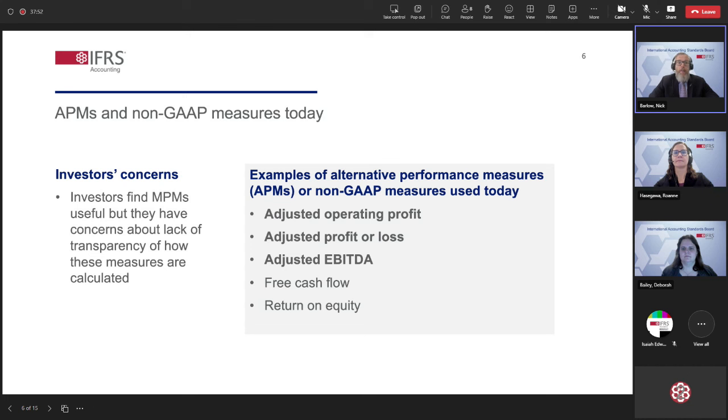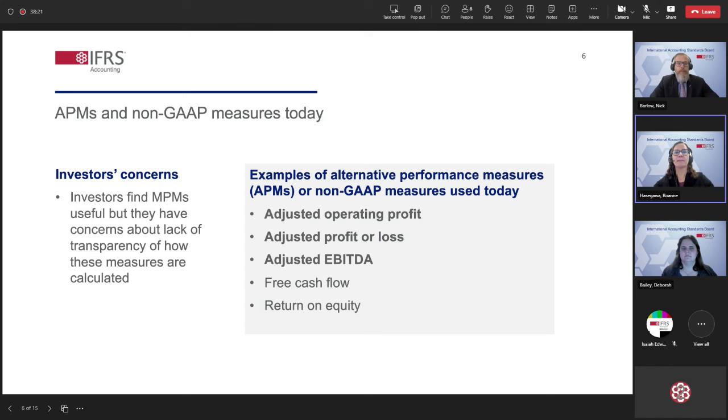Now I say some because IFRS 18 defines a subset of these measures, those related to the statement of profit or loss, as management defined performance measures or MPMs. The scope of MPMs is a reflection of the focus of this project on the statement of profit or loss. Therefore, measures such as adjusted operating profit, adjusted profit, or an adjusted EBITDA will be included within the scope, but measures such as free cash flows or return on equity will be excluded.